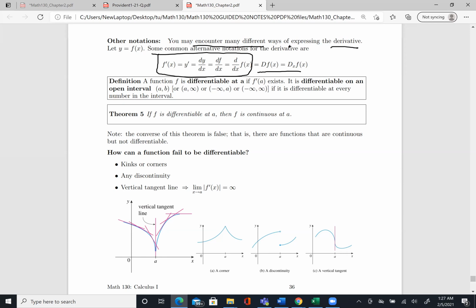And the definition: a function f is differentiable at a if f derivative of a exists. It is differentiable on an open interval, or a to infinity, or negative infinity to a, or negative infinity to infinity, if it is differentiable at every number in the interval.